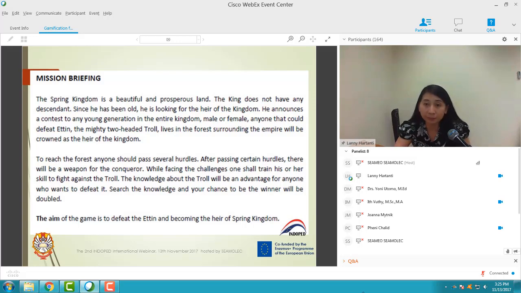The class is at Spring Kingdom, and the king has become very old, and he is looking for the heir of the kingdom. He announced to any young person in the entire kingdom that the one who could defeat the Athene, the giant troll that has two heads and lives in the forest surrounding the empire, will be crowned as the heir of the kingdom. So the mission here is to defeat the Athene and become the heir of the Spring Kingdom.